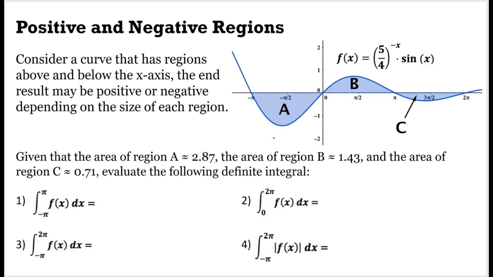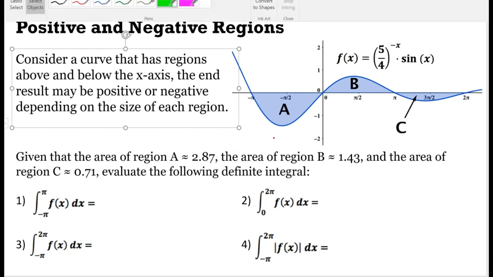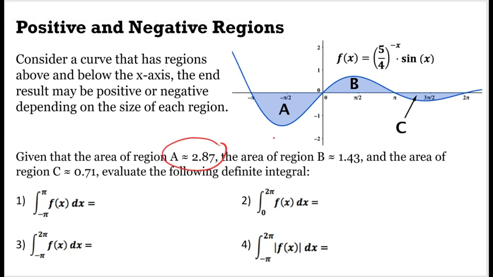Just to practice some of these concepts, we see that we have a curve that goes below and above the x-axis, and we've been given some data points here. The region A has an area of 2.87, but because that region is beneath the x-axis, that definite integral would be a negative 2.87 from negative pi to 0.